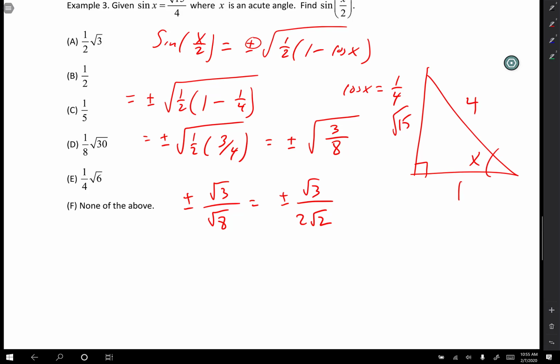Last step, multiply the top and bottom by square root of 2 over square root of 2. And you get square root of 6 over, and then 2 times 2 is 4. And we look for that answer.